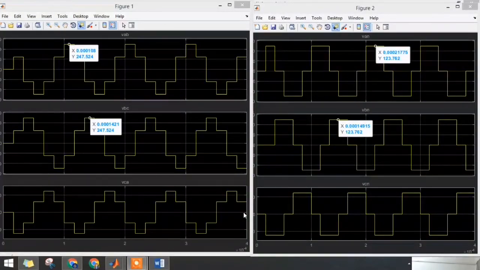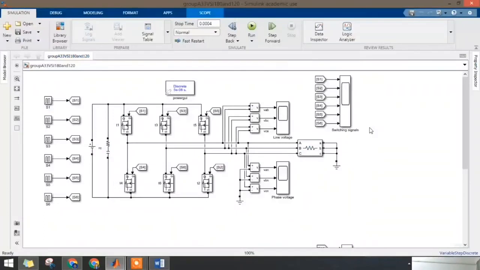As shown in figures 1 and 2, the peak line voltage obtained is 247.524 volts, whereas the base voltage obtained is 123.762 volts. In addition, the graph shows the line and base voltages shifted by 120 degrees from each other in phase, the same as the 180 degree conduction mode VSI but with a different voltage amplitude. Finally, I will add the discussion part for this presentation.